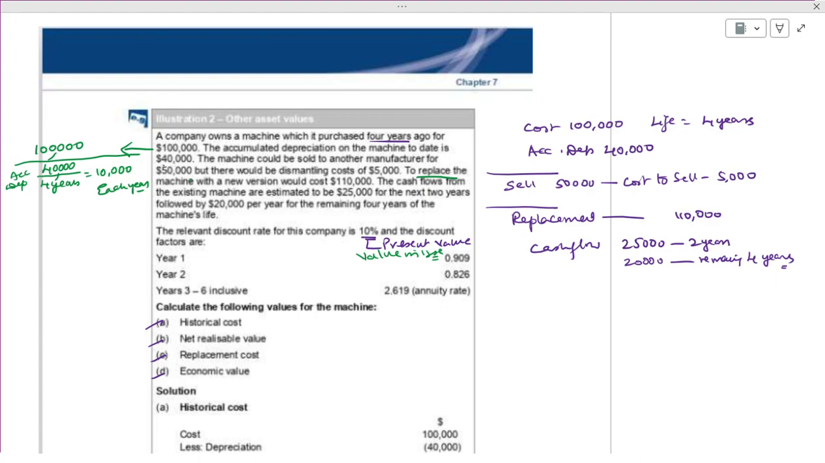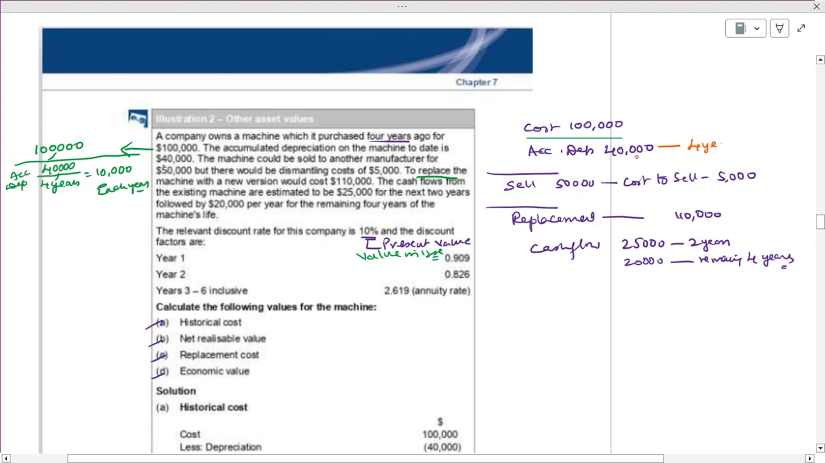See the thing. How much is the cost? I will not write again. Cost is 100,000. Is it right? Fine. I have written it like this, that is the confusion. Accumulated depreciation is how much? Accumulated depreciation is 40,000. This accumulated depreciation is for how many years? 4 years.